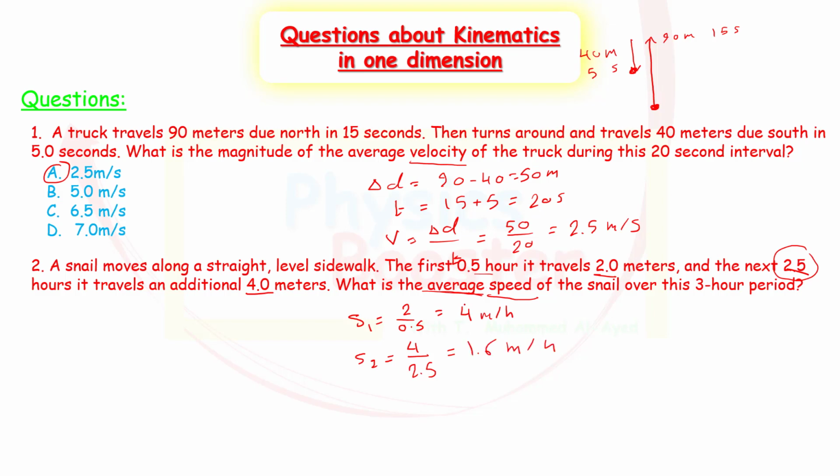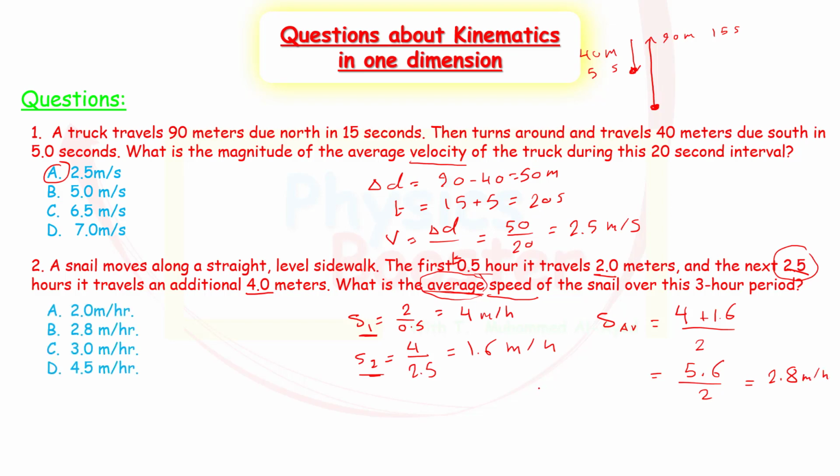Now, we found the speed for the first interval, and we found the speed for the second interval. When you see the word average, you know how to find the average of anything. We will just add these values and divide. So let's call it S average. The average speed is going to be equal to 4 plus 1.6 divided by 2, which is equal to 5.6 divided by 2, which is equal to 2.8 meters per hour. Let's see our choices. 2, 2.83, 4.5. The answer is clearly 2.8.